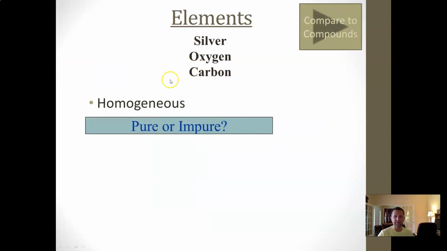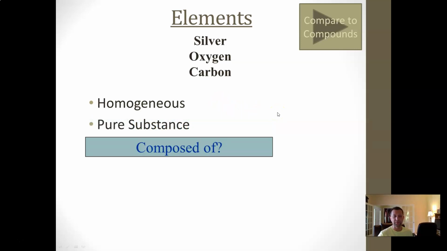So let's go back to the elements and define as pure or impure. If you were to take a guess on this, you'd say elements are definitely going to be pure substances, and you'd be correct. So what is a pure substance?